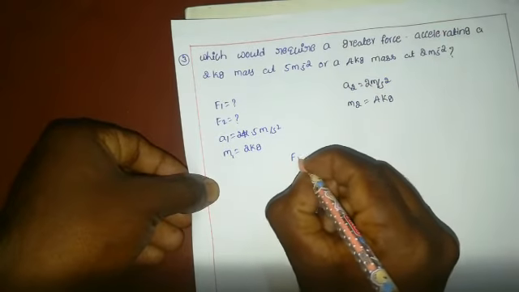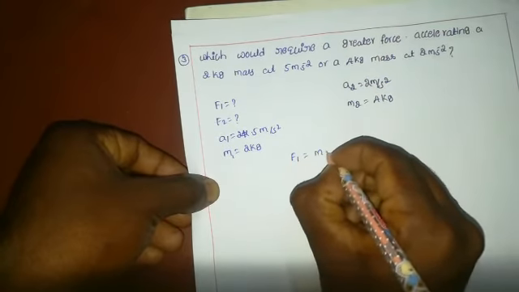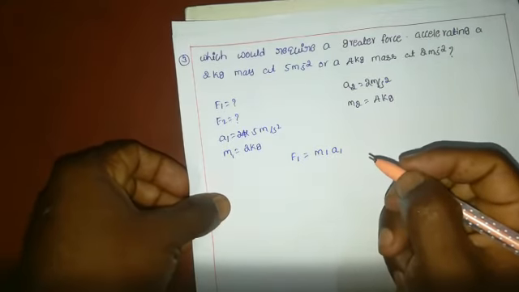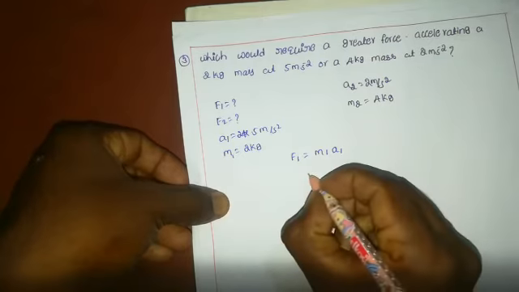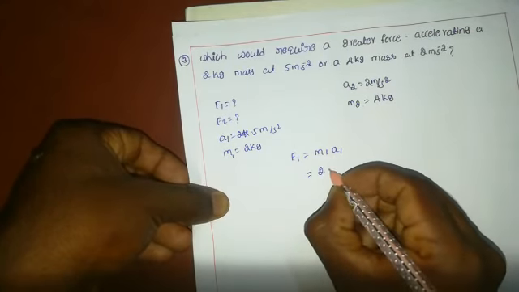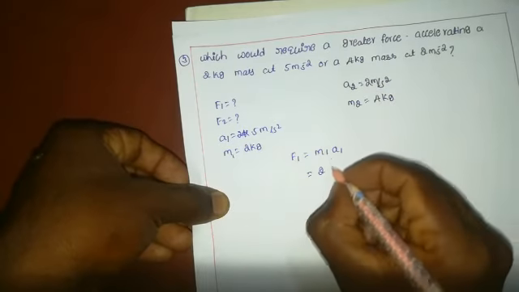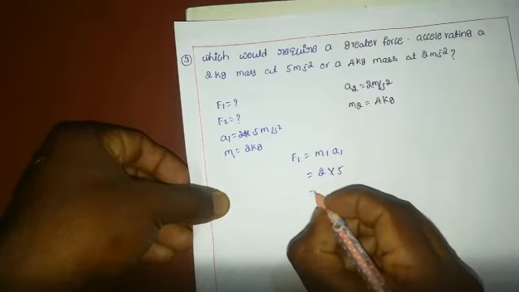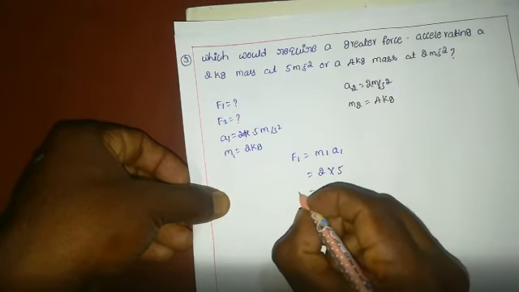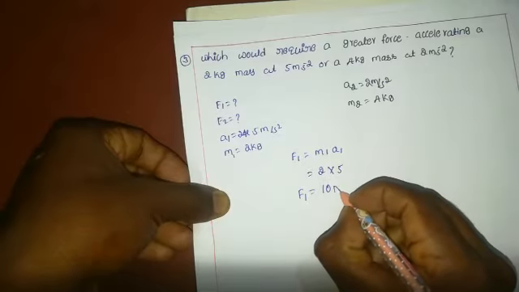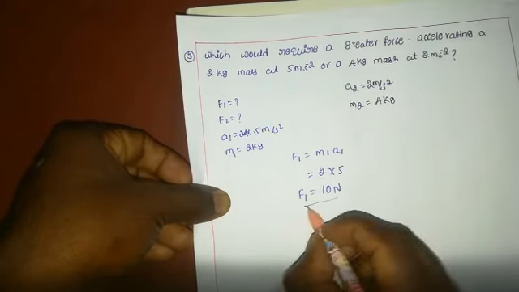At first we find F1 is equal to m1 a1. We know the formula, F is equal to ma. F1 is m1, which is 2 kg, into acceleration a1, which is 5 meter per second square. That is equal to 10. F1 is equal to 10. What is the unit for force? That is Newton. F1 is equal to 10 newtons.